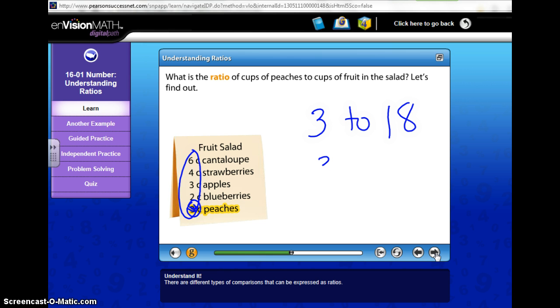3 to 18. Can we simplify that? Divide them both by 3 and get what, Dathan? 1, 1 to 6. There we go. So total means add them all up so we know. All right, I'm going to pause for a sec.